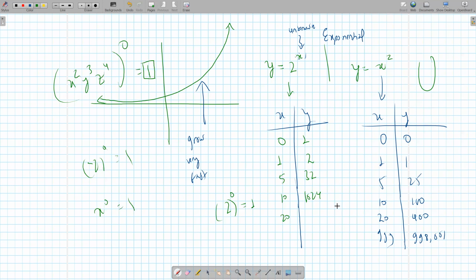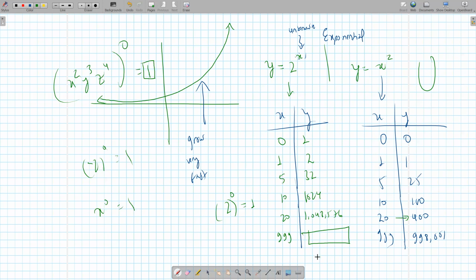Now look at this, look at the difference here. 20 here was 400, yeah? 20 here is like a million. It's bigger than a million, okay? Now 999, I don't even know if the calculator is able to do it. 2 to the power 999. Nope, too big for the calculator to even give an answer.